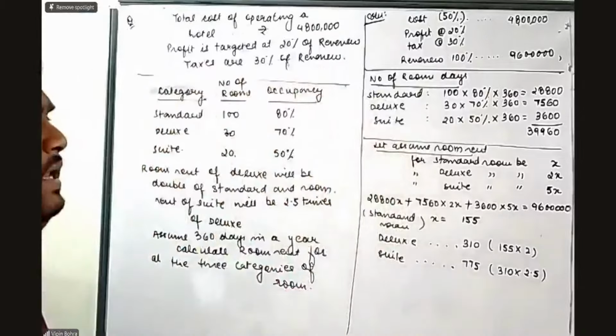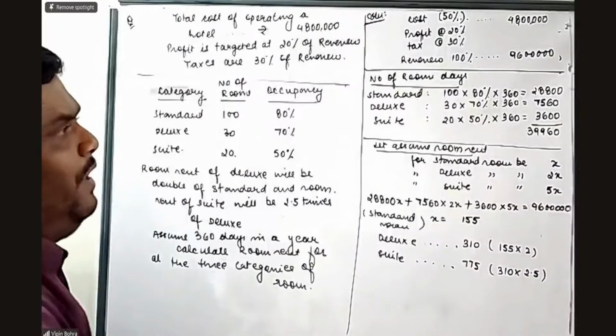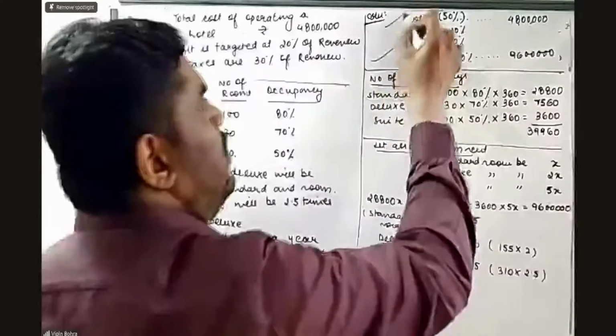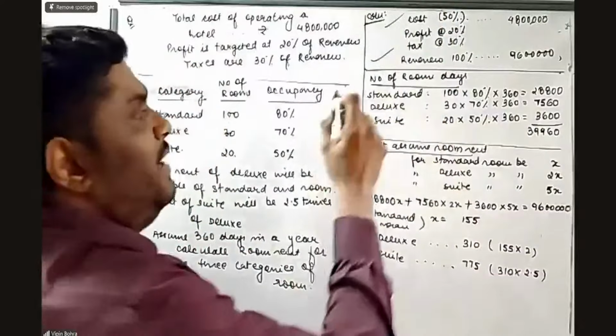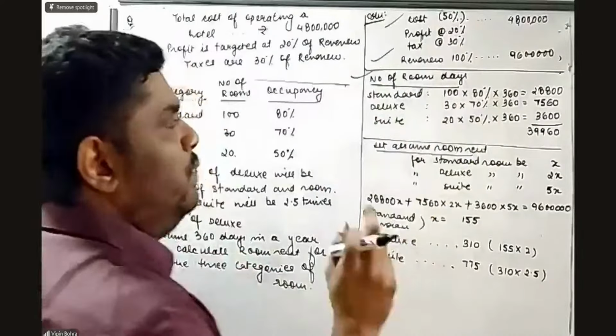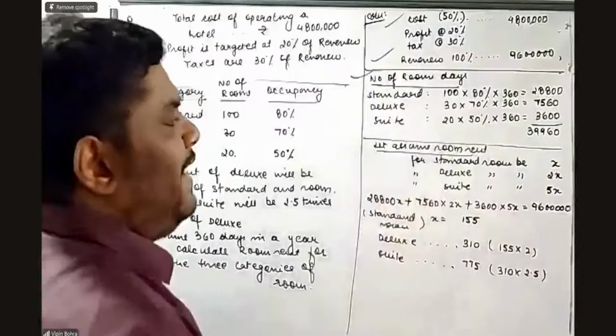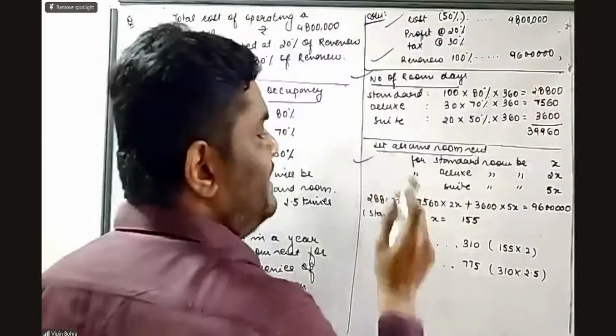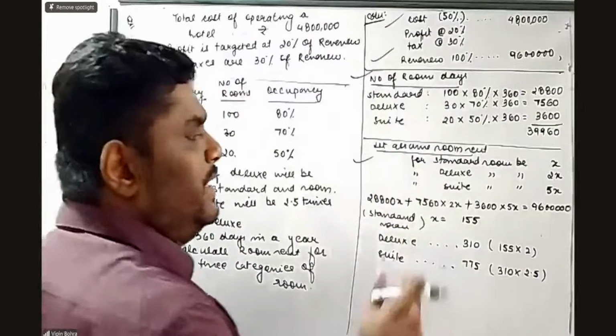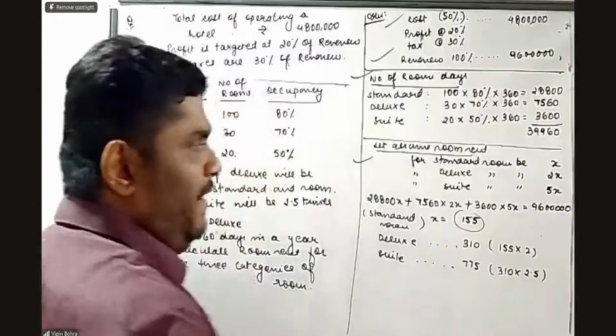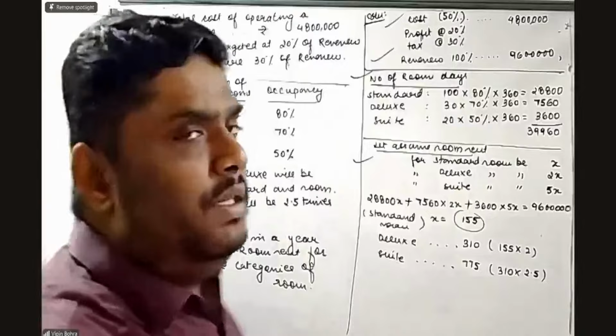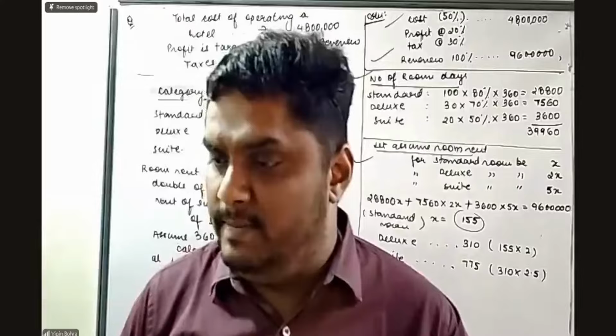So whenever you find a question on the hotel industry, this is the best approach, wherein first you have to calculate the revenue. The cost is given in the question. Thereafter, you have to calculate the number of room days in every question. So we have calculated the room days. Now let's calculate the equivalent number of room days. So this is the way we will get the value of X. And then we can calculate the room rent for all the three categories.